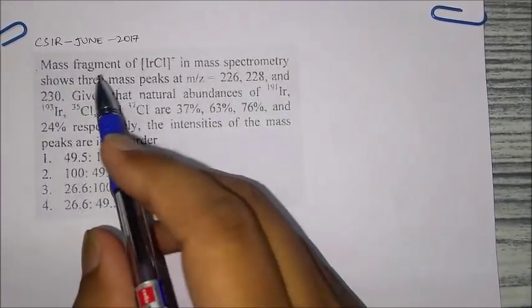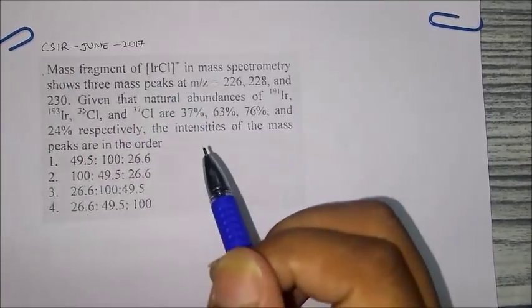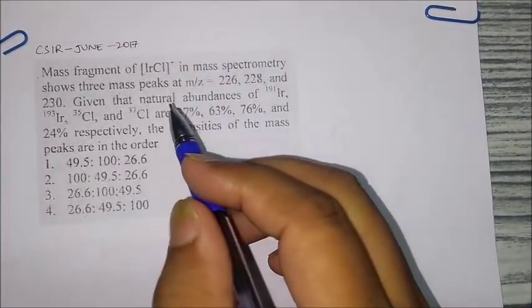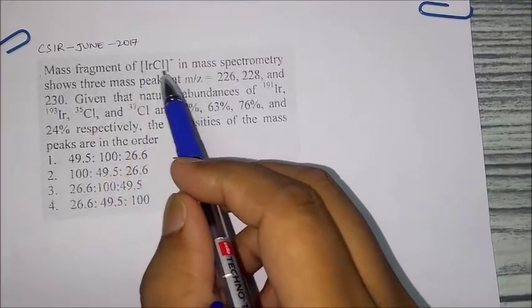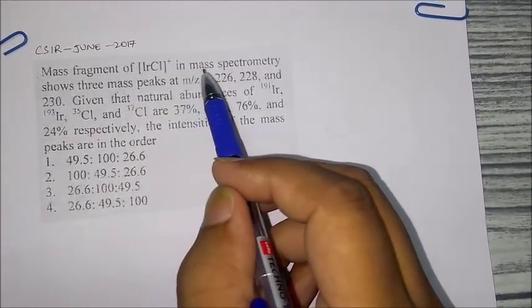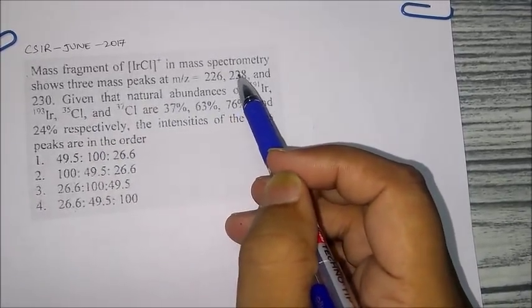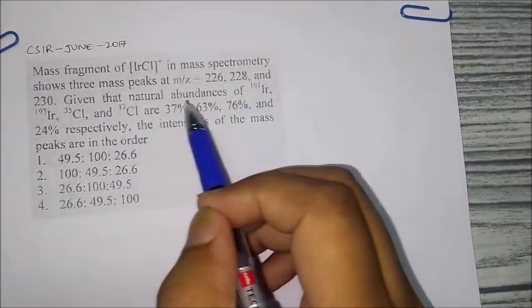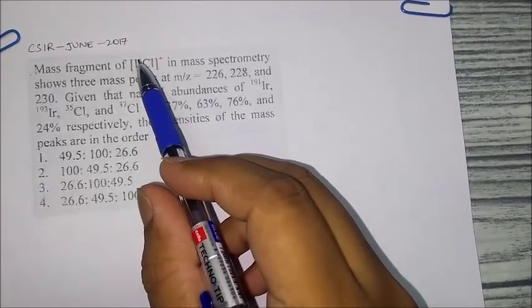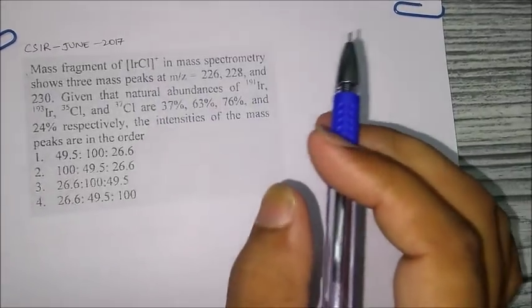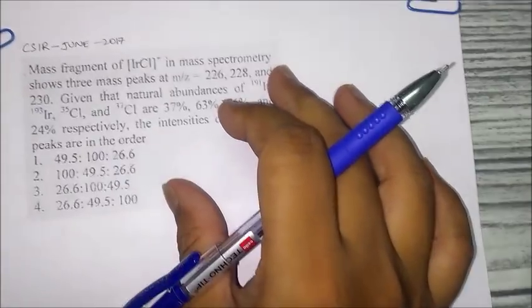Okay, so let's take another question which was asked in June 2017, and I think this question was asked for 4 marks. I don't remember exactly, you can check it out. This question says that the mass fragment of IrCl, Ir is iridium, chloride, in mass spectrometry shows 3 mass peaks at m by z 226, 228 and 230, given that the natural abundance of... So here we have isotopes of Ir also and isotopes of chlorine also, so they have made it a little difficult, but doesn't matter, we will do it also.